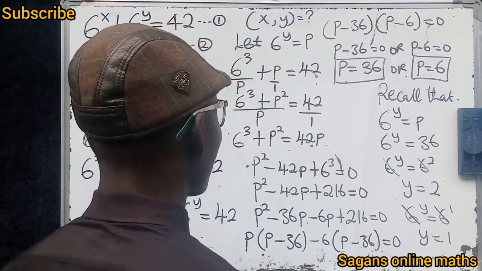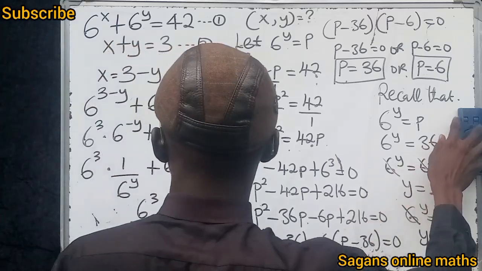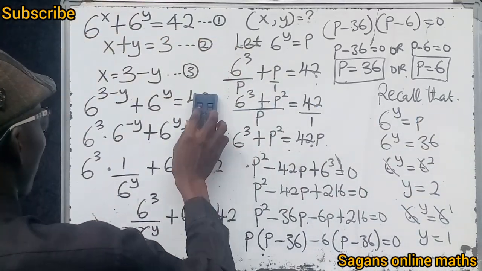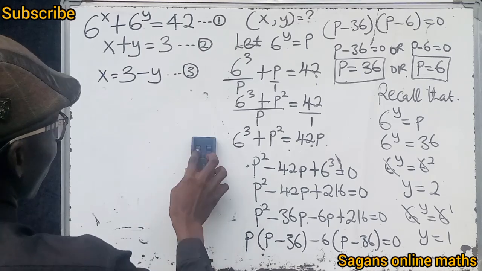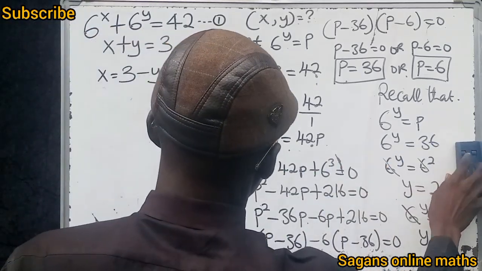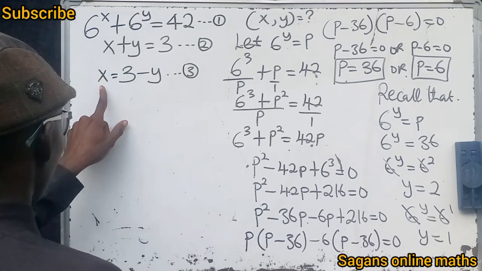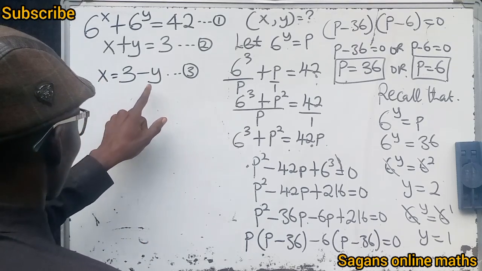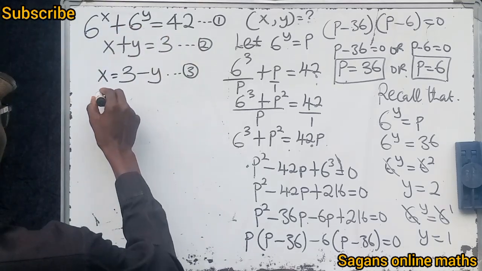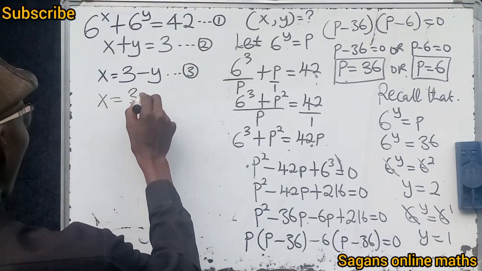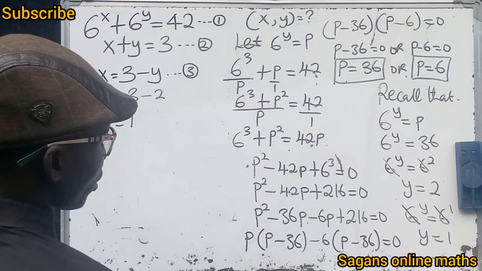But remember, we are asked to find the value of x and y. Now let's solve for the value of x and y. So let me remove this from here so that I can find the value of x. Now from equation 3, it's already defined that x is equal to 3 minus y. When y is equal to 2, we see that x is equal to 3 minus 2. That means x is equal to 1. Wow, this is amazing.